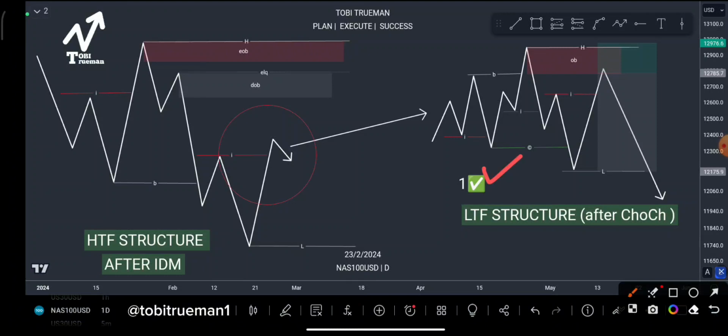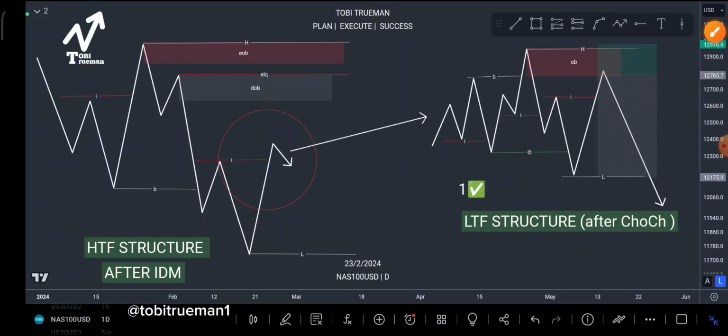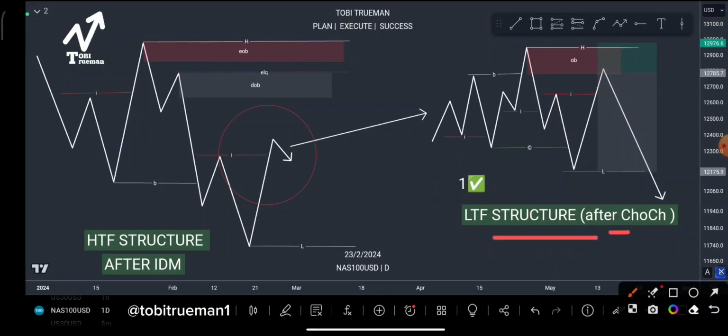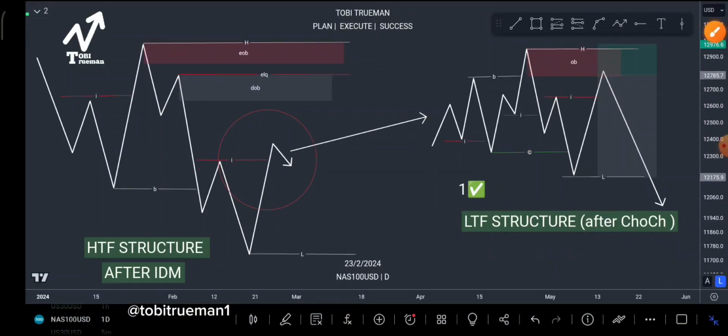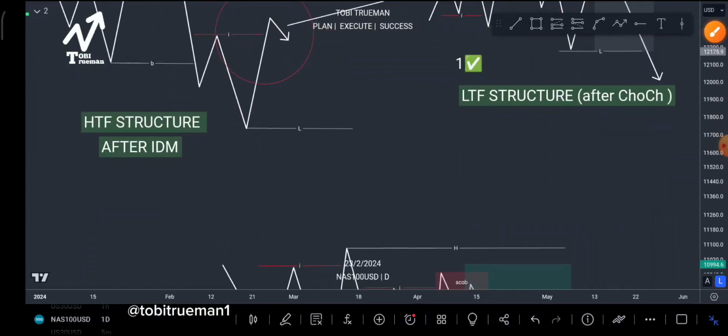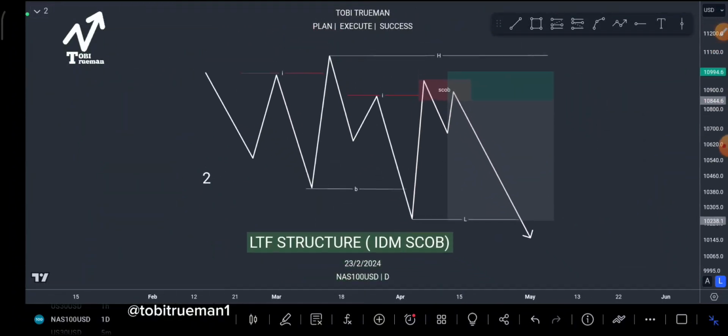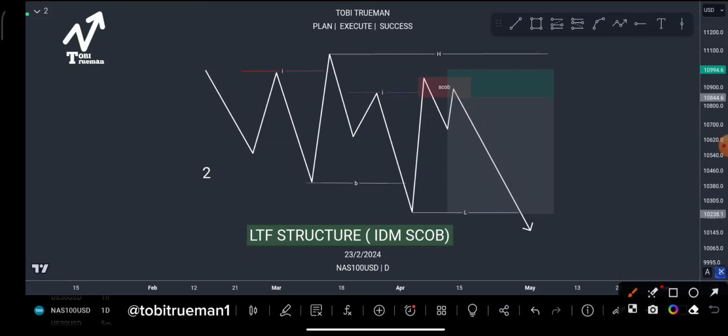If higher time frame is buying, we want to look for lower time frame to be buying also. So we are moving along with the big boys. That's what it is. So after change of character in lower time frame inducement, if we have any opportunity to sell there, we can now sell. That is lower time frame structure after CHoCH. That is number one, the type of structure that can happen. After that, number two type of structure, we know this is in the lower time frame structure, IDM SCOB.